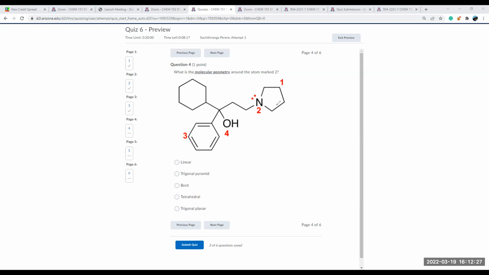Now, the electron domain geometry is tetrahedral because we have 4 electron domains, but only 3 of them are bonding electron domains. As a result of that, they're going to arrange in a trigonal pyramidal geometry. Let me try to draw that. This is one nitrogen-carbon bond, and then the other bond should come out at you like that, and then the next bond should go into the plane. So we're going to have a trigonal pyramidal geometry.